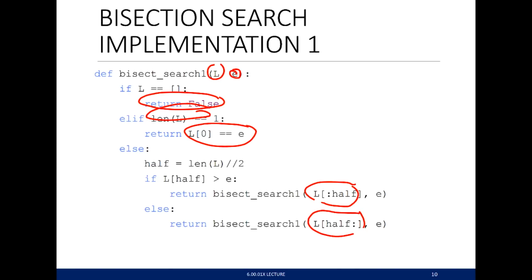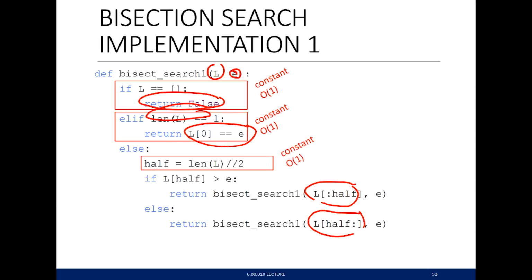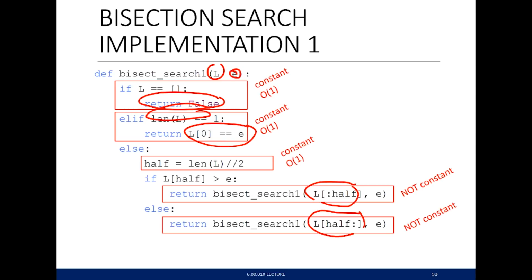But let's look at the complexity. That's constant. That's constant. That's great. That's constant. Also great. But that's not constant, and neither is that. And by that, I don't just mean there's a recursive call. We know that complexity. We know that's going to be logarithmic. The reason it's not constant is right there.